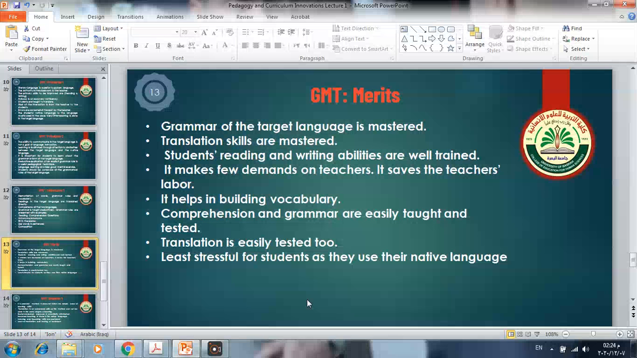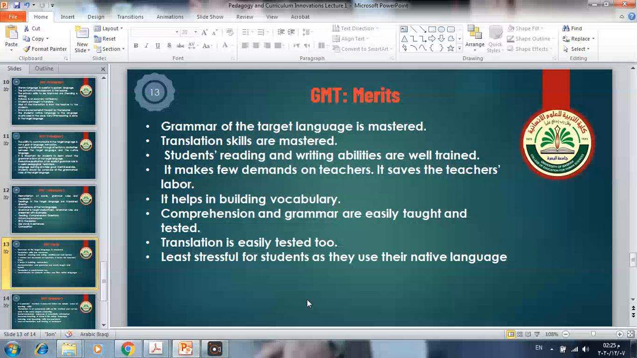It makes few demands on teachers. It saves the teacher labor. So it is very helpful to the teacher. We can say it is teacher friendly because the teacher does not have to exert so much effort while teaching. It saves his labor. It helps also in building vocabulary since they are given lists of words to memorize. Of course, this means that it's going to help them to increase their vocabulary repertoire.